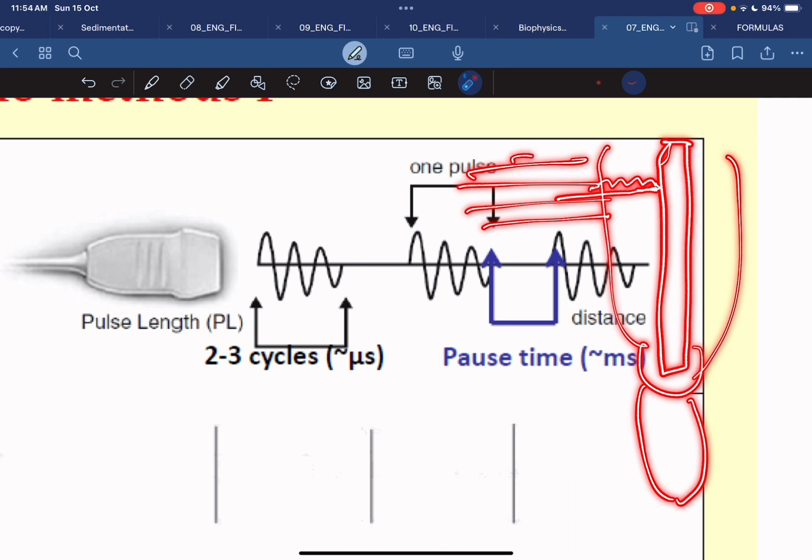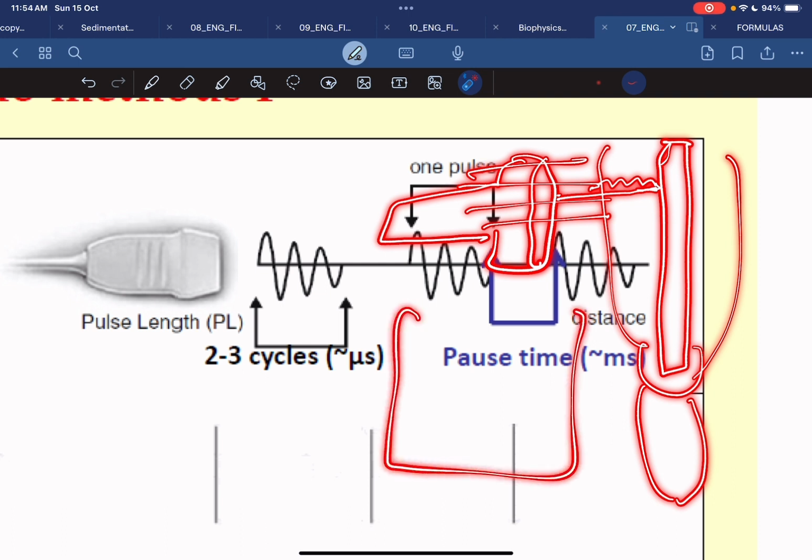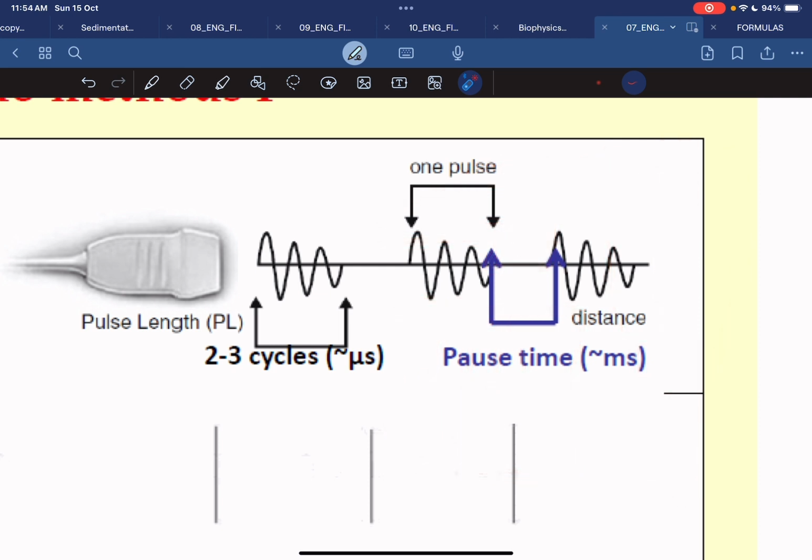Bounce back into the transducer to detect that and tell, okay, fine, on the screen it shows there's a bone there. Understand what I'm trying to say? So you need time to detect the echoes coming back, or the reflections coming back from the ultrasound reacting with the tissues in our body, right? So that's why we have a bit of pause time.